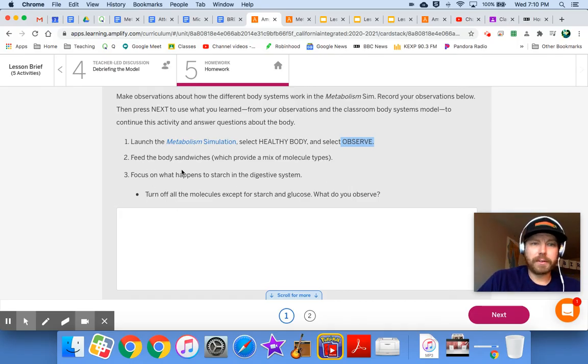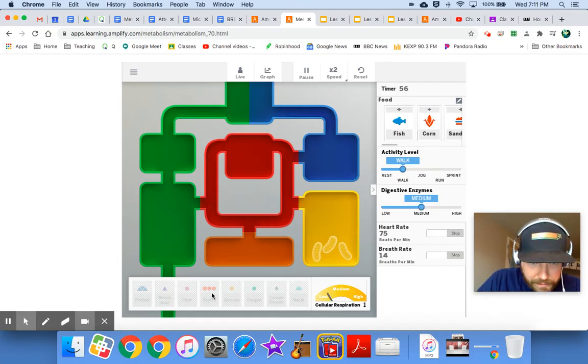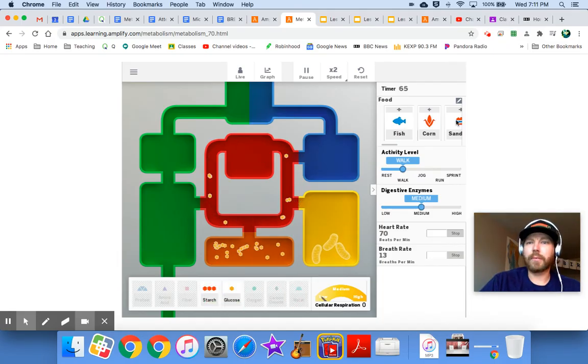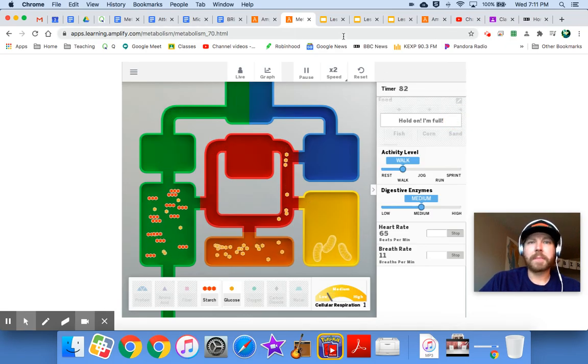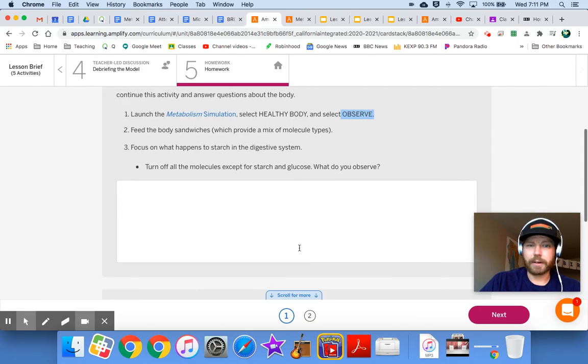So the first thing, focus on what happens to starch in the digestive system. Turn off all the molecules except for starch and glucose. What do you observe? So you will be, turn them all off. They're all off except for starch. Oh, there we go. And glucose. And you'll just start feeding this happy person sandwiches. You're going to make some observations and you're going to write down what you see here.